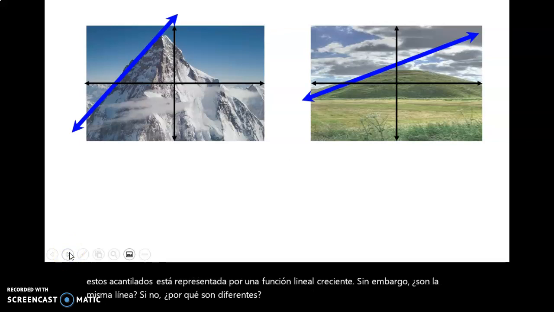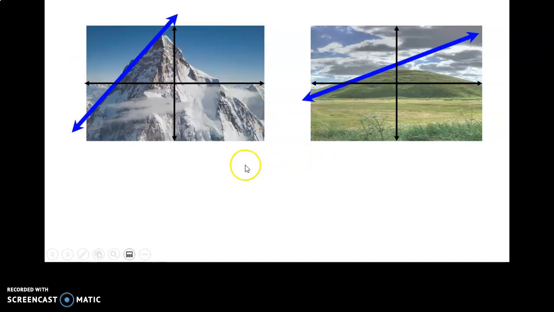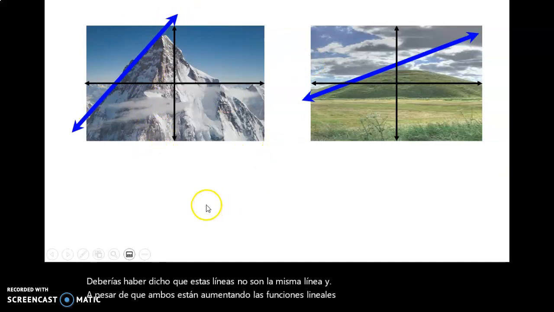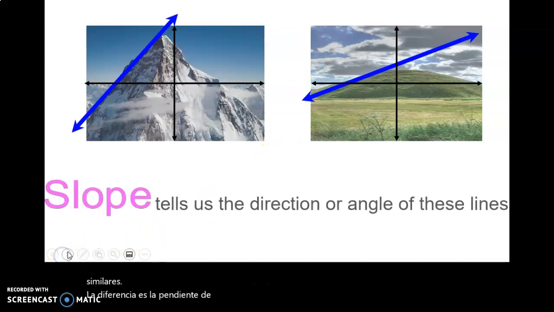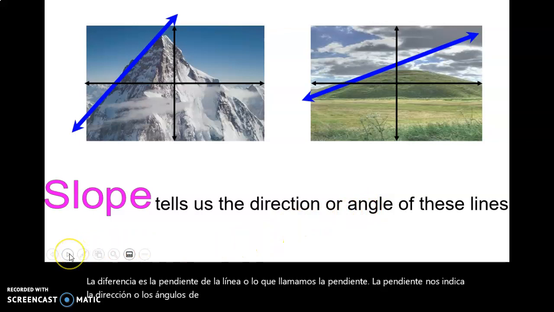Well, you should have said that these lines are not the same line, and even though they're both increasing linear functions, they do have some differences. The difference is the steepness of the line, or what we call the slope. The slope tells us the direction or angles of these lines, guys. So how do we find slope?